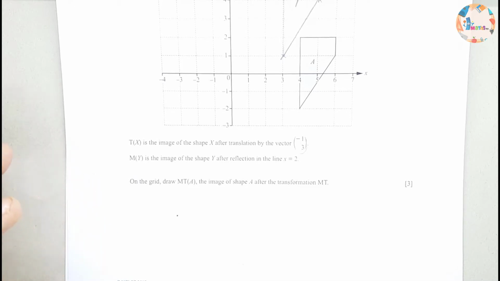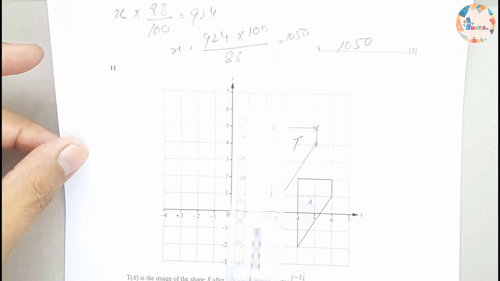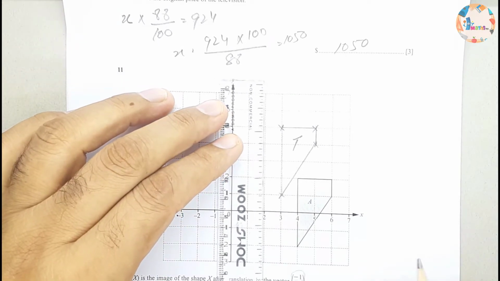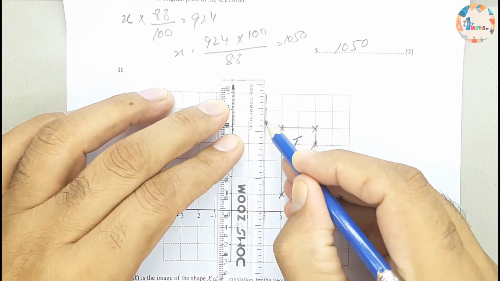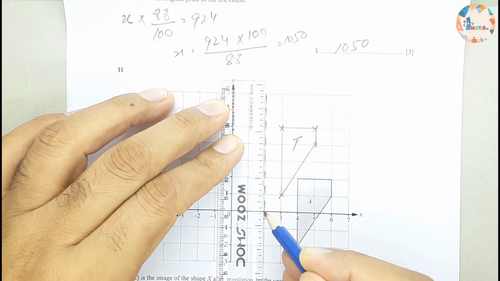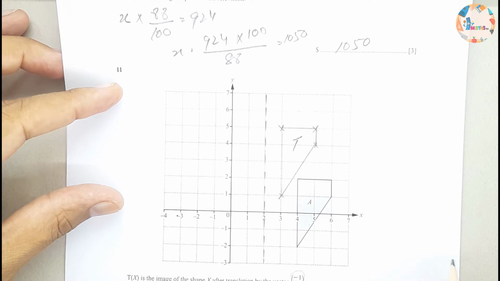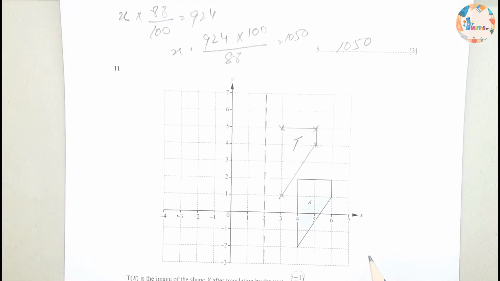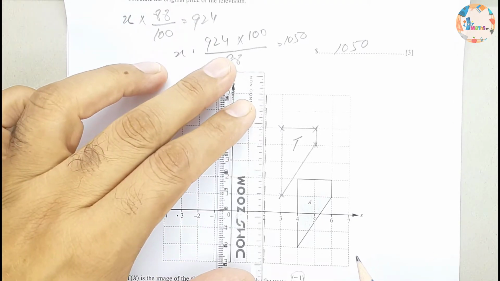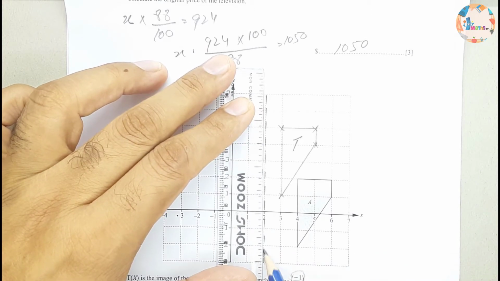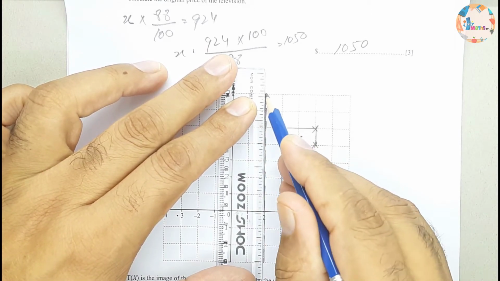So line x is equal to 2 we can draw first. This is the line of reflection, x is equal to 2. So we can draw a dotted line like this. This is the reflection line. So this is our line of reflection. Then they are saying basically we can draw even a solid line. Okay, so this is the line of reflection.